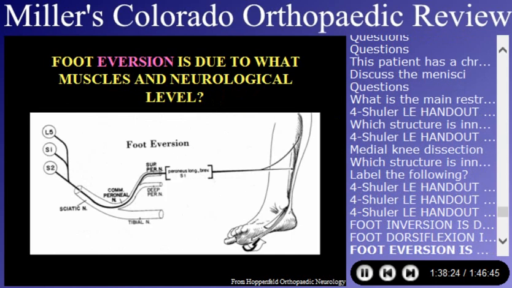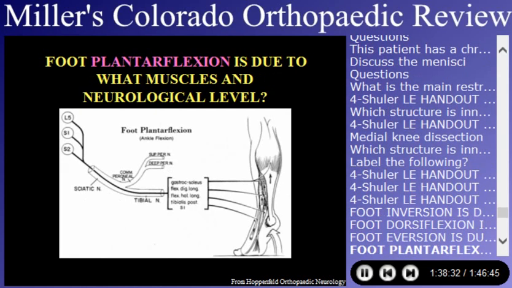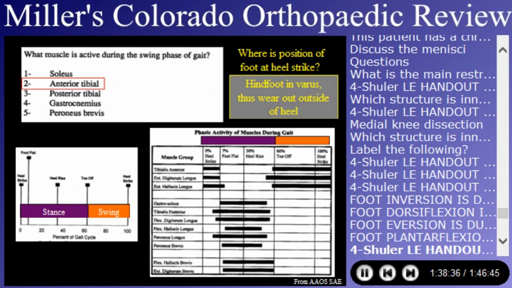Eversion, superficial peroneal nerve, peroneus longus brevis. Plantar flexion, tibial nerve, S1 innervated. What muscle is active during the swing phase of gait? Just think about it. You've got to clear your foot. Otherwise, people with foot drop, the reason why they have that higher gait is just to clear their foot. So what muscle is going to fire it? Tib ant.